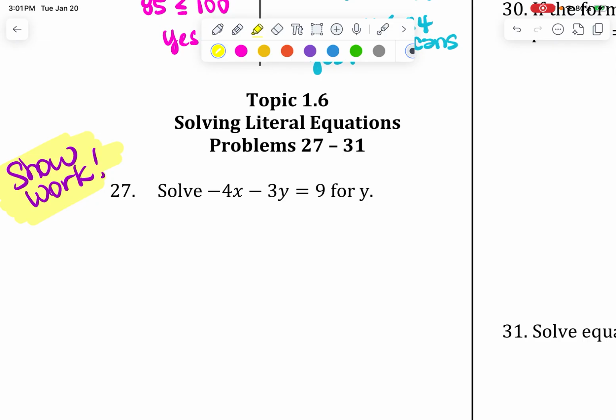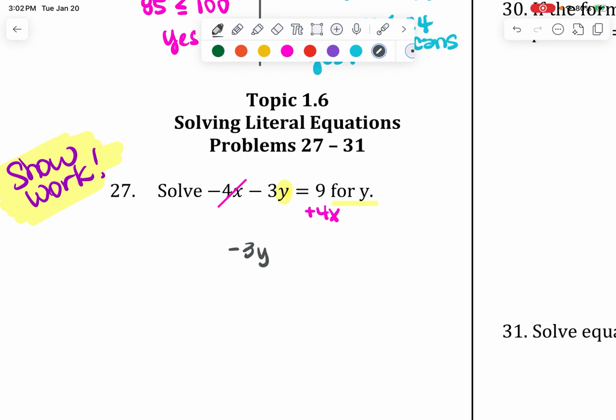So number 27 says to solve for y. That means this is my variable I'm trying to get by itself. And you solve it just like any other equation. Just think about what would I do if all of these were numbers. If that x wasn't there, would you be able to solve for y? Absolutely. You would add the 4 to the other side and then divide by -3. You're going to do the exact same thing, except instead of just adding 4, you're going to add 4x. All right, the 4x subtractor becomes an adder when we move it to the other side.